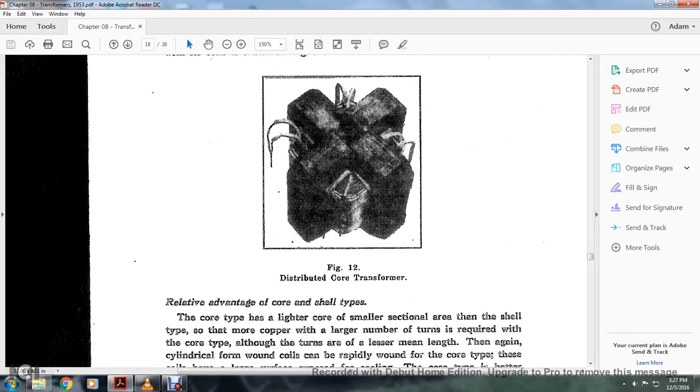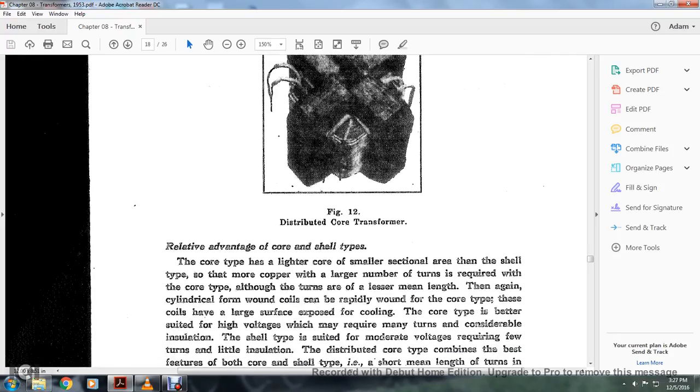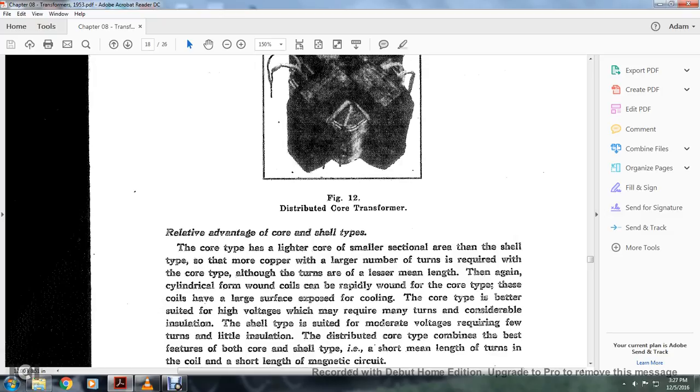A relative advantage of the core type over the shell type: the core type has a lighter core with a smaller sectional area than the shell type. The more the copper, the larger the number of turns required with the core type. Although the turns are fewer, the mean length is greater, and the cylindrical wound coils may be rapidly warmed by the core type. Though these coils have large surfaces exposed to cooling, the core type is better suited to high voltage, which may require many turns of considerable insulation. The shell type is suited to moderate voltage, requiring few turns of little insulation.